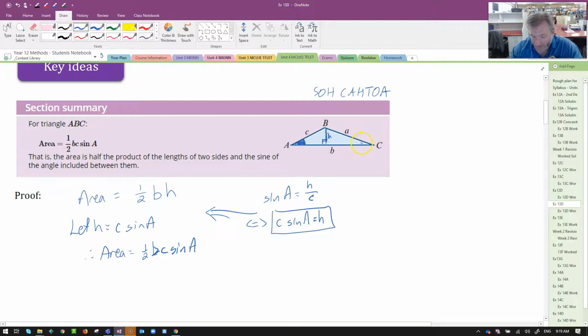Could I have used this other side of the triangle? Of course I could have. Let's see what we'd get if we did it that way. Here I would have the sine. I'll start with the sine because it's easier if we start with the ratio and then rearrange it. So the sine of angle C.